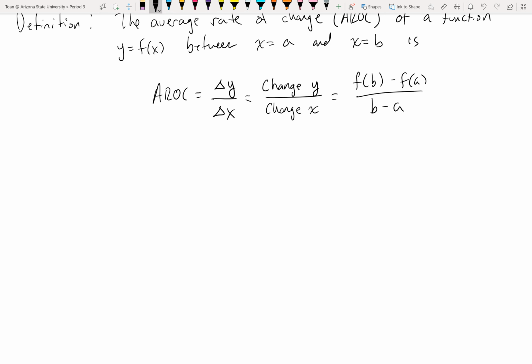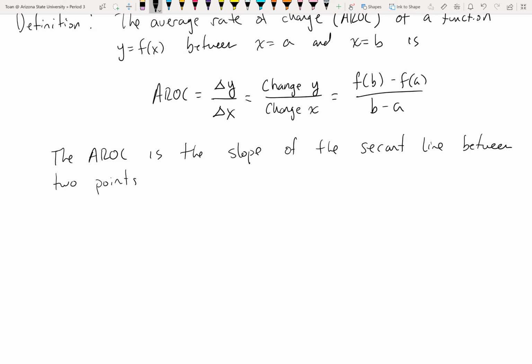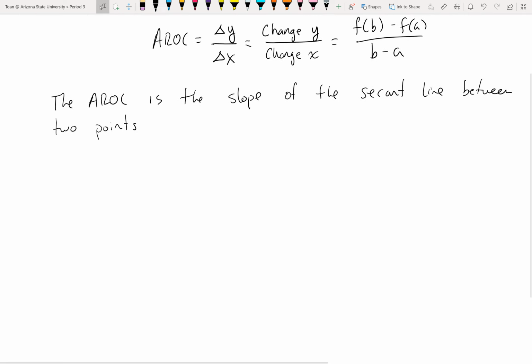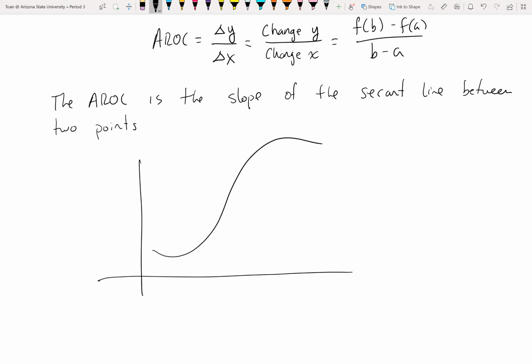So if you want to be all high-level pre-calculus-y, the idea is that the average rate of change, the AROC, is the slope of the secant line between 2 points. For you visual people, let's just draw a quick diagram. So if you just have a generic function, it's not going to be a real function. I'm just going to draw a little swirly here. So there you go. There's my function.